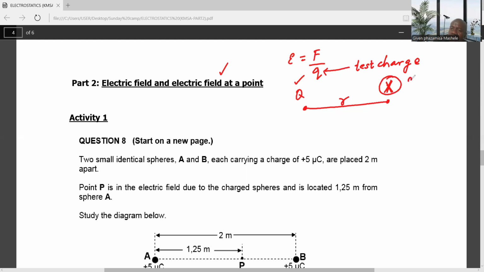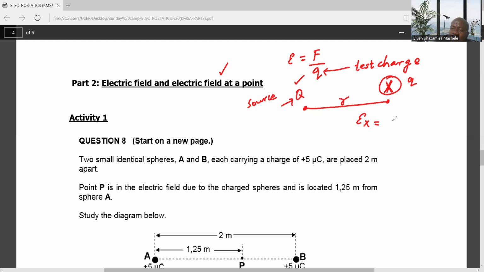Let's call it small letter q. This test charge is the one that will be used to give us the direction, whether this source, this charge as our source, in terms of its electric field, has an attraction or a repulsion. It depends on the direction. So when we are calculating the electric field at a point, what do we do according to this formula?